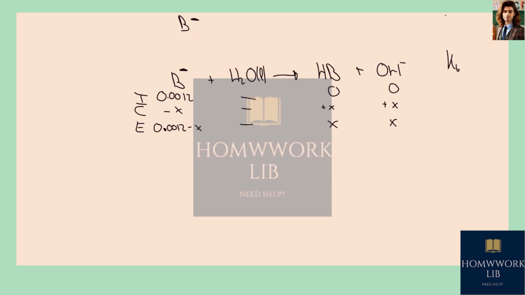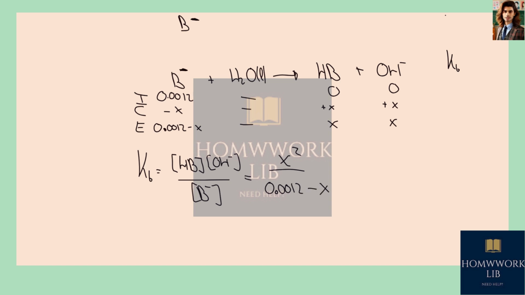So with this, our Kb would be equal to the concentration of HB times the concentration of OH minus that we're going to get in solution, divided by the concentration of B minus. Replacing the values that we get at equilibrium, this becomes x squared divided by 0.0012 minus x.